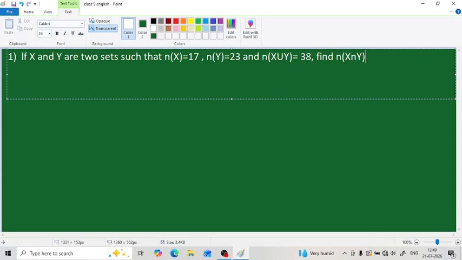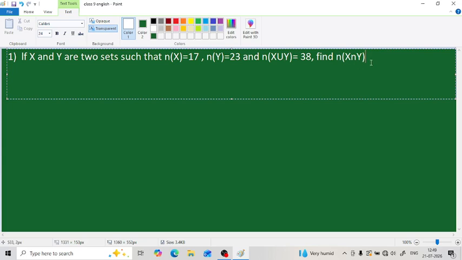Okay, this is our question. Here it is given that there are 2 sets x and y, and n of x equals 17, n of y equals 23, n of x union y equals 38. In the equation we have studied there are 4 terms, and the values of 3 terms are given here, and we have to find the value of the 4th one.